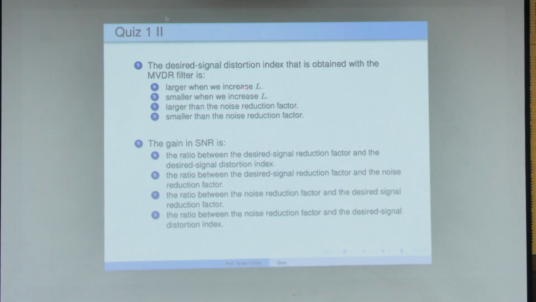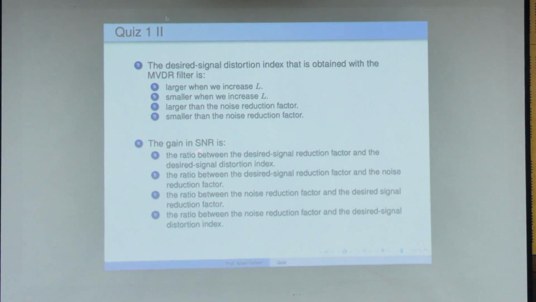The desired signal distortion index that is obtained with the MVDR filter, A, B, C, D. D, smaller than the noise reduction factor. That's true, because the desired signal distortion index actually is 0 for the MVDR. So it's necessarily smaller than the noise reduction, which is a positive number.